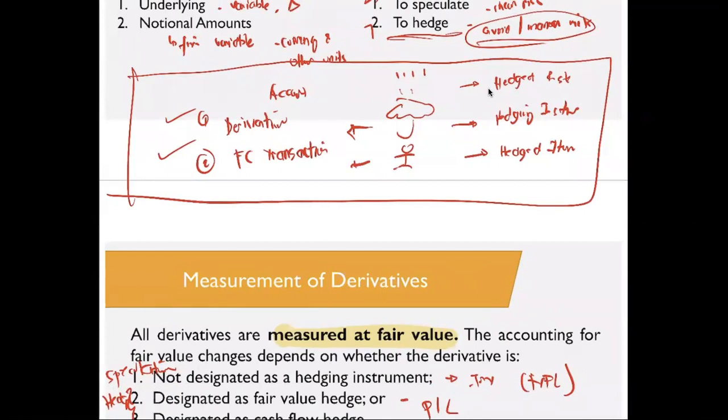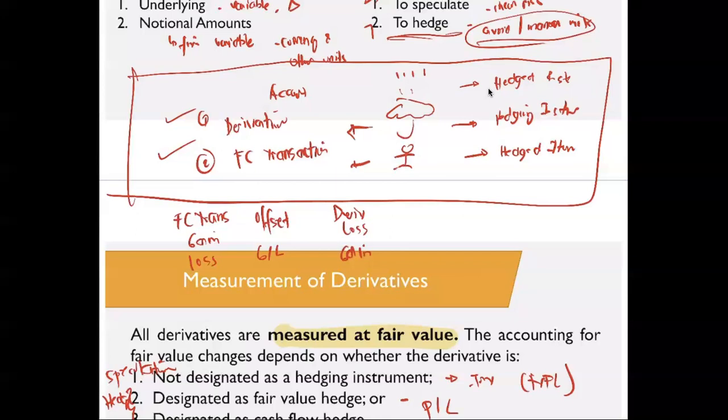Take note, we account for two items: the hedging instrument, which is the derivative, and the hedge item, which is your foreign currency transaction. And take note, we offset whatever is the gain or loss. So in a foreign currency transaction, if there is a gain, we offset it by a loss in the derivative. If there is a loss on a foreign currency transaction, then we have a gain on a derivative. Remember that. What is the purpose of derivative? To offset whatever is the gain or loss.